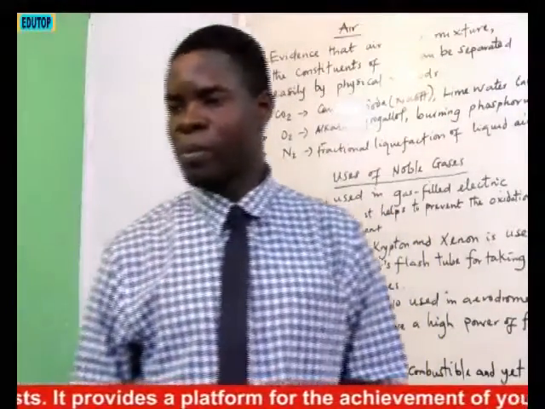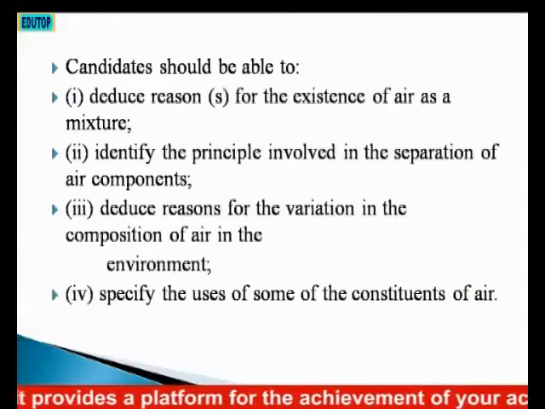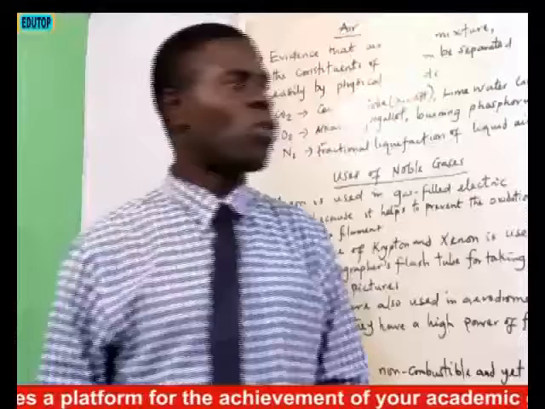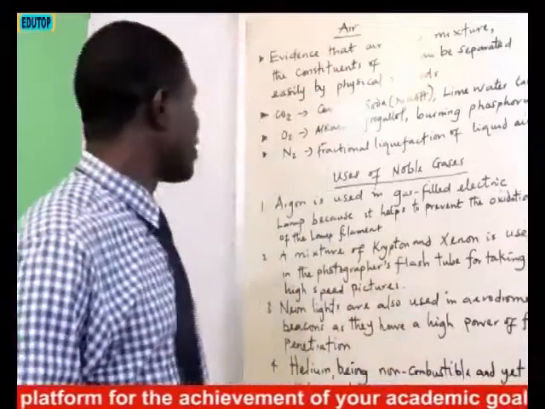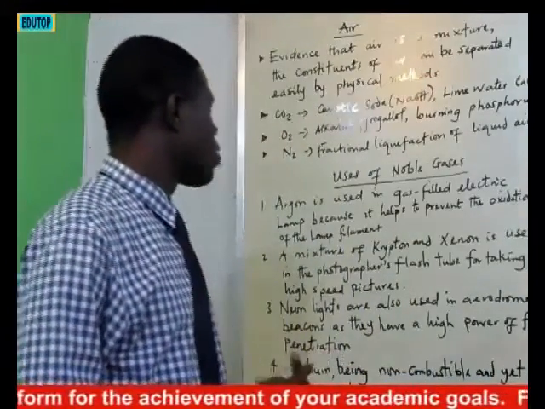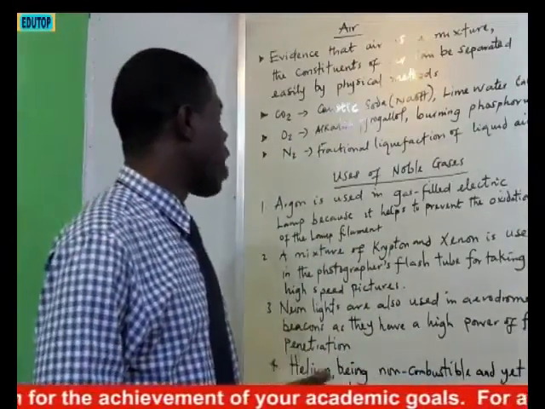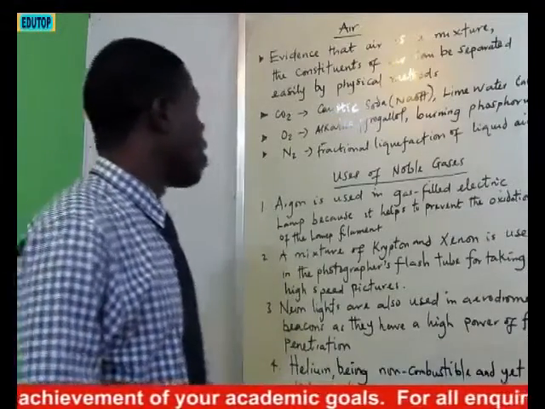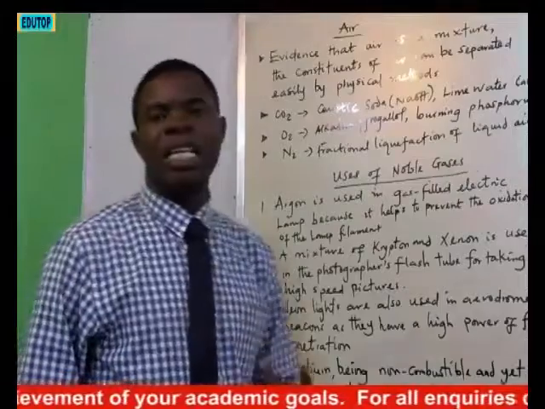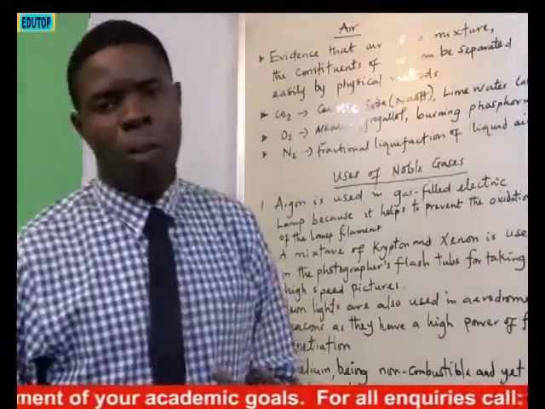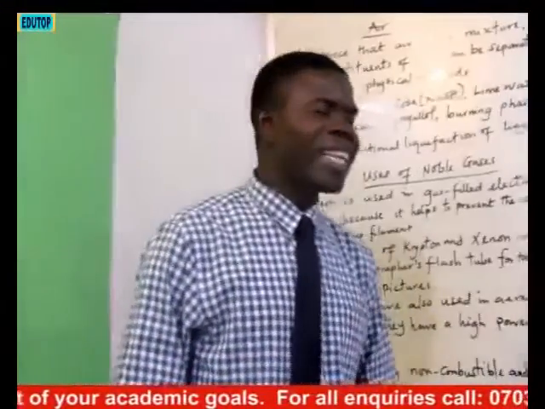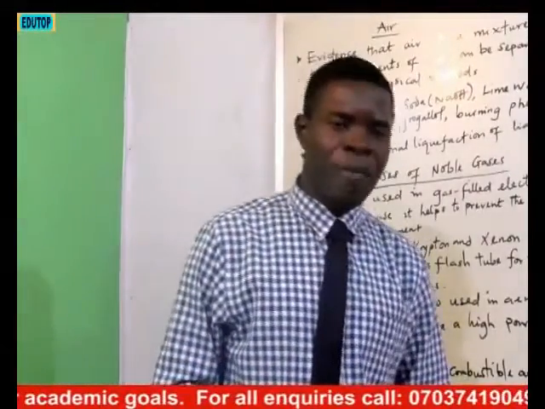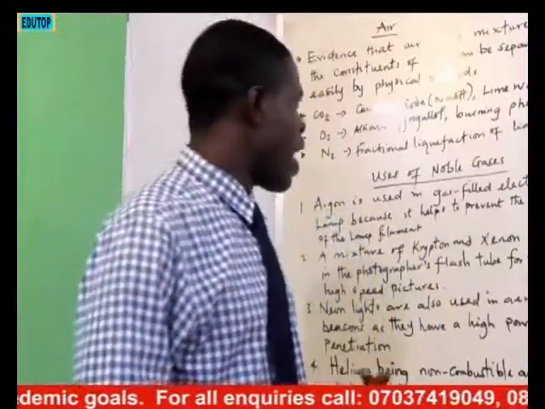Then also identify the principle involved in the separation of air components, which we discussed earlier, where I said carbon dioxide can be removed by using caustic soda or lime water. Oxygen can be removed by using alkaline pyrogallol or burning phosphorus. And nitrogen can be removed by fractional distillation of liquid air.